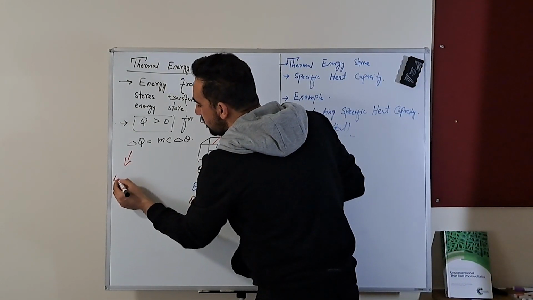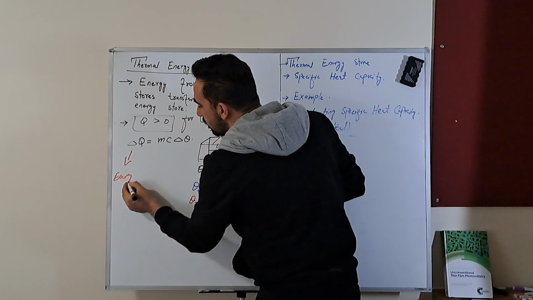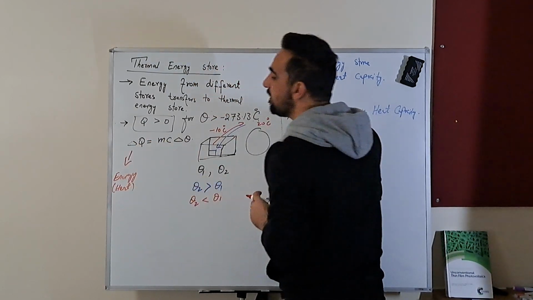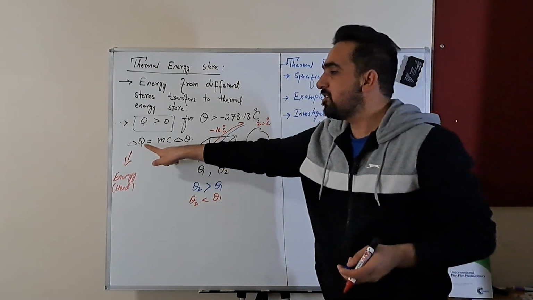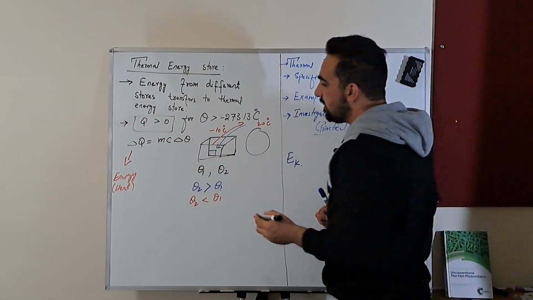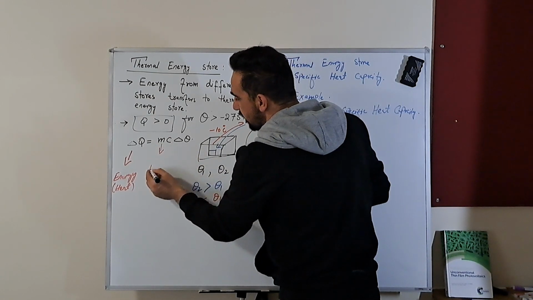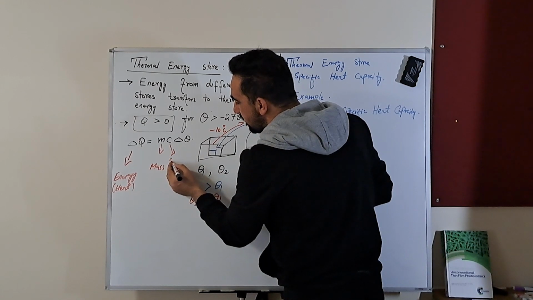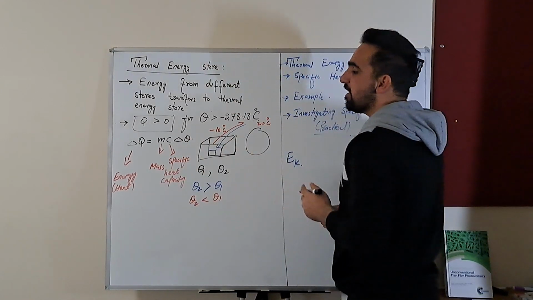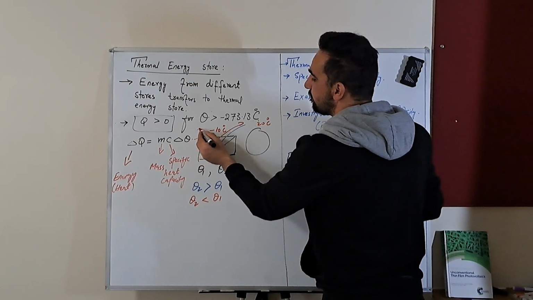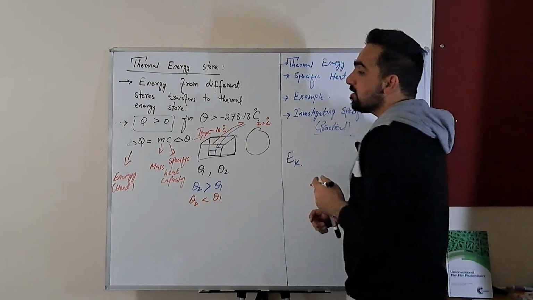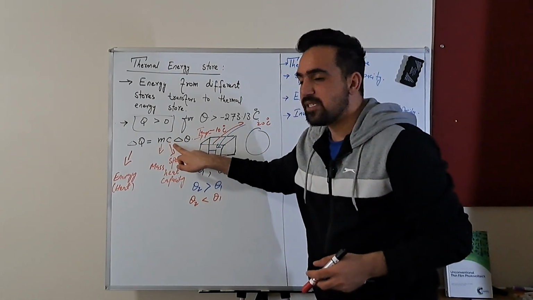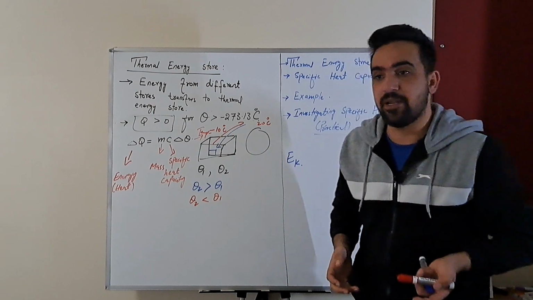So this is energy, heat, and this letter delta here is representing only the change in heat. Similarly, m is mass, c is specific heat capacity, and theta is temperature. So the thermal energy will depend on the mass of the object, specific heat capacity, and change in temperature.